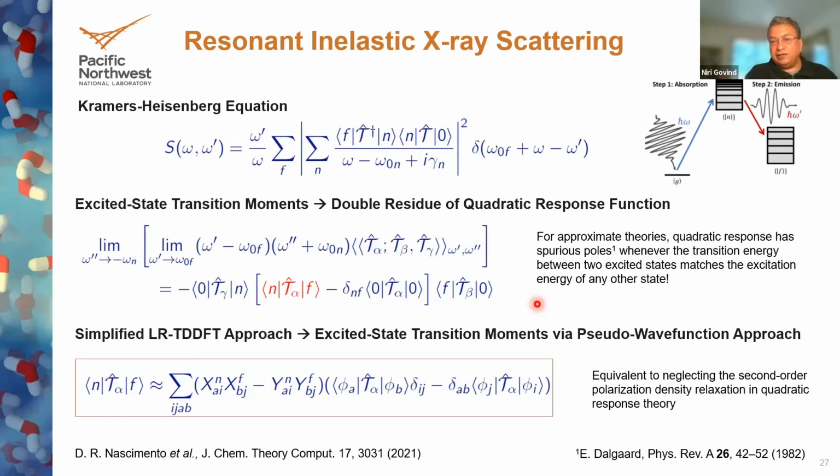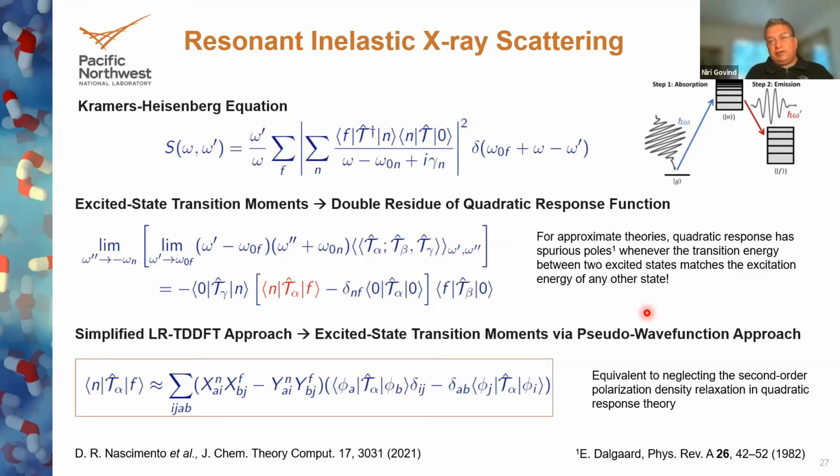I encourage you to look at this paper by Dalgaard from 1982, who discussed this in the framework of Hartree-Fock theory. There's been more recent work analyzing the same question with respect to DFT and other wave function approaches. In fact, the spurious pole structure is always present.